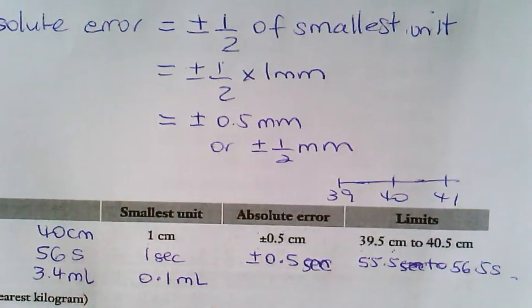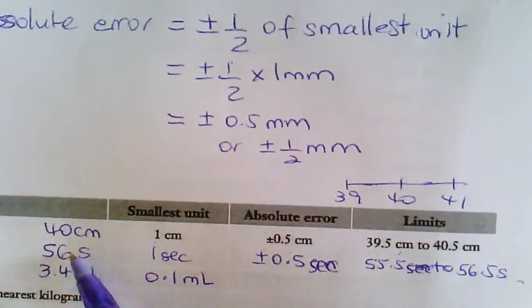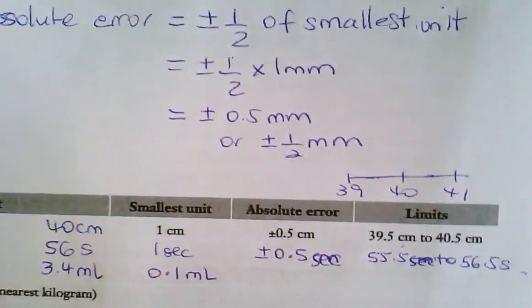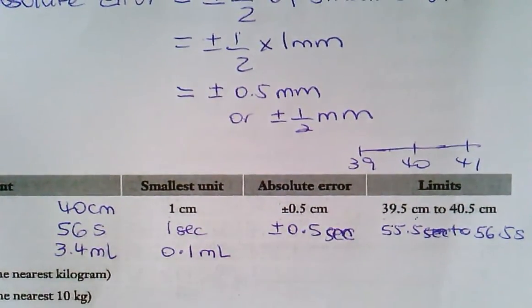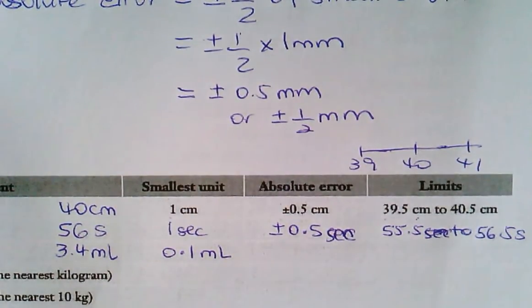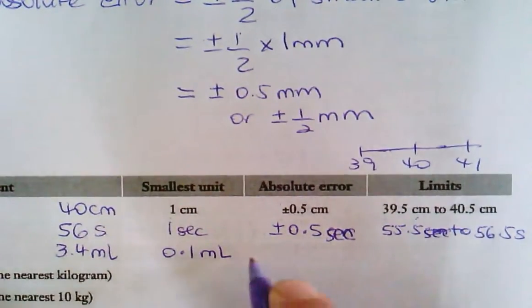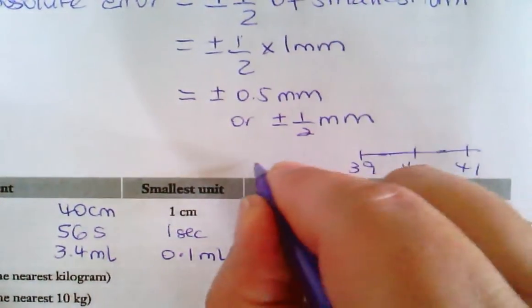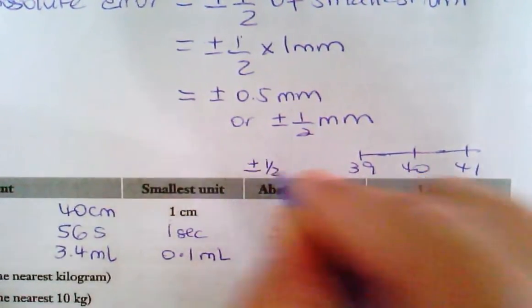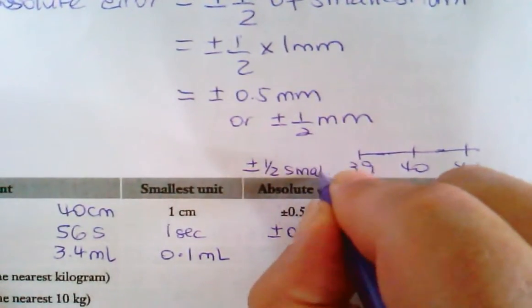See, like with the seconds, it was 56, 57, 58. They're whole numbers. Goes up by 1 second. This other one is not whole numbers, 3.4 mils. Next number would be 3.5, then 3.6. So I need plus or minus half of 0.1, not half of 1. So the absolute error is plus or minus a half of the smallest unit.